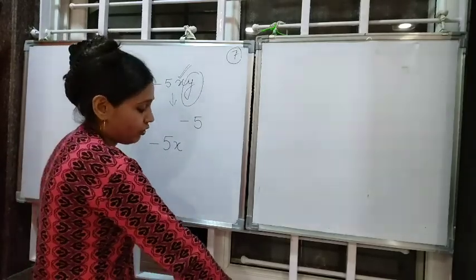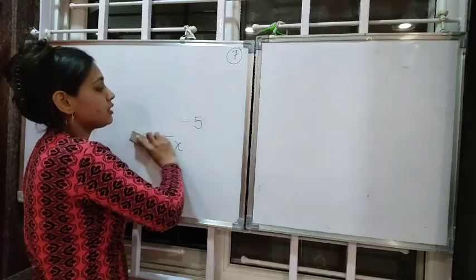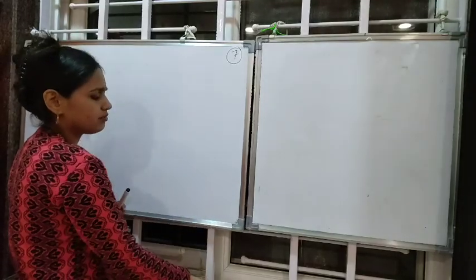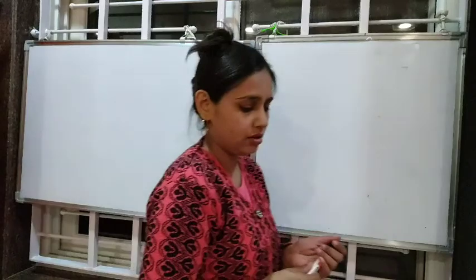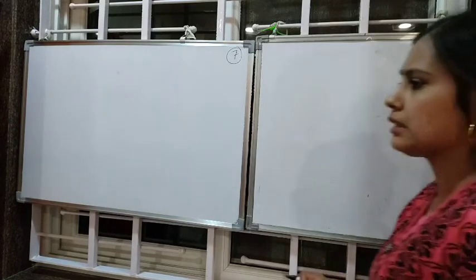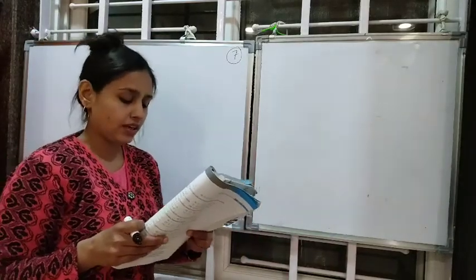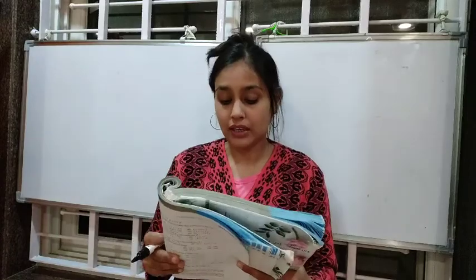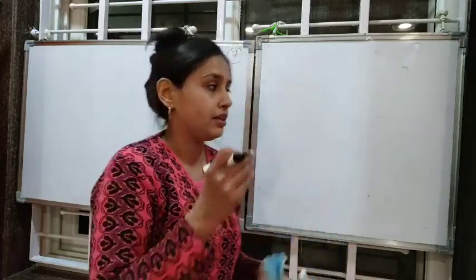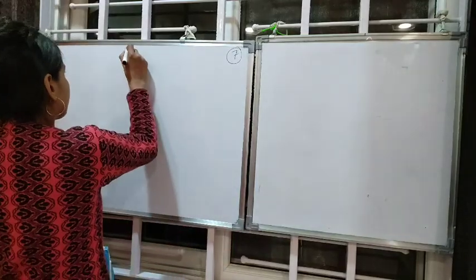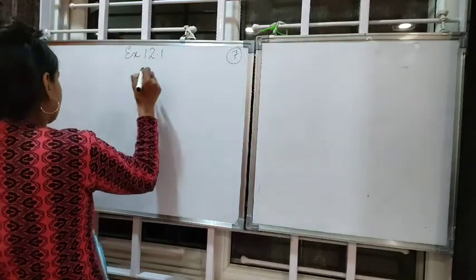Okay, now we are going to start with the exercise. Exercise 12.1. Yes, this is the 12th chapter. So we will start with the exercise 12.1, where question number 1 is simple. We can do it in the book also. That is, get the algebraic expressions in the following cases using variables, constants and arithmetic operations. So let's start.